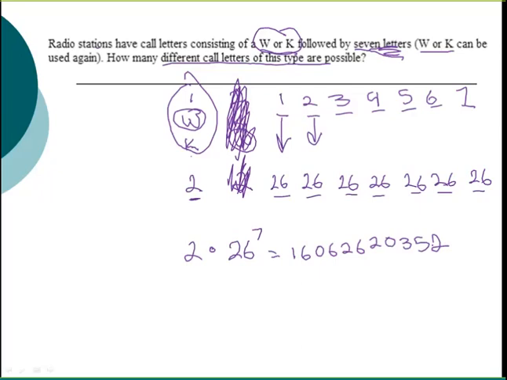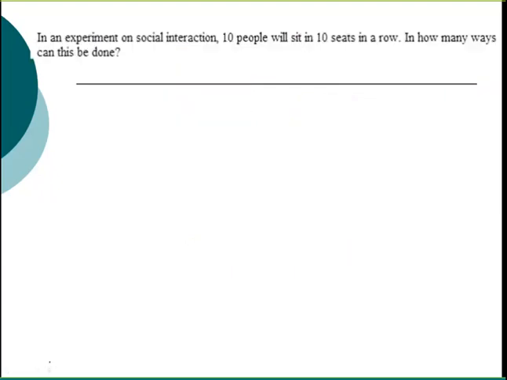16,062,620,352. So fundamental counting principle, just multiplying the amount in each location, and sorry for my little screw up at the beginning of not paying attention to the directions, that there was only one W or K. We weren't having it twice. And then from there, there's multiple 26s. Let's take a look at the next one here.